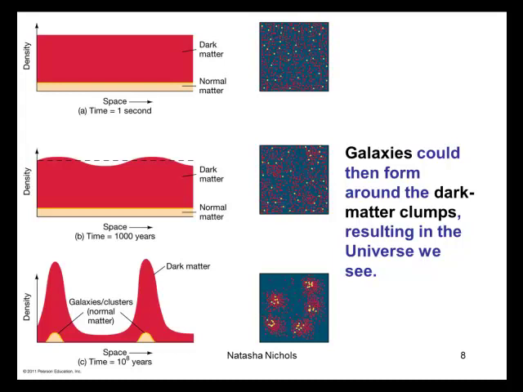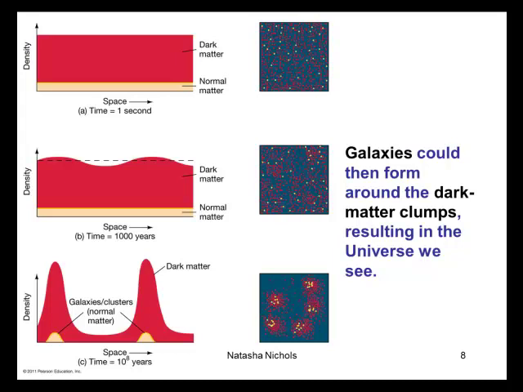In frame B, a few thousand years after the Big Bang, the dark matter began to clump. In frame C, we see that eventually the dark matter formed large structures, represented here by the two high-density peaks, into which normal matter flowed, ultimately to form the galaxies we see today.